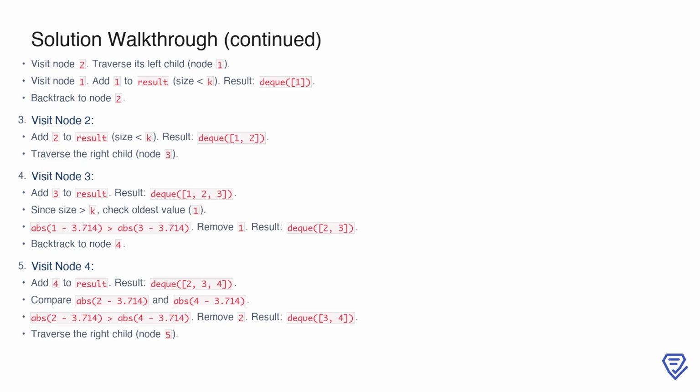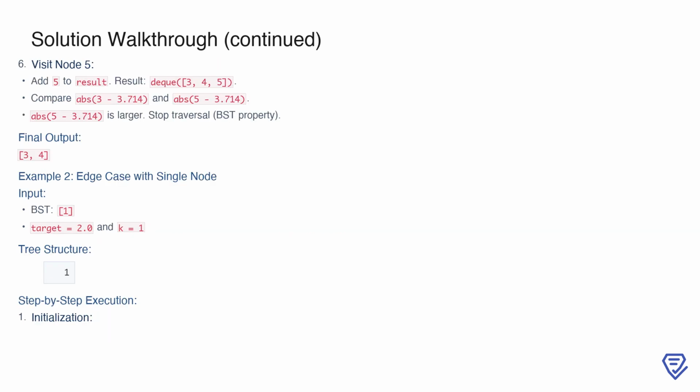However, since the deque size exceeds k, we evaluate the oldest value, 1, and remove it because 3 is closer to the target than 1. The deque is now 2, 3. Backtracking further, we return to the root node, 4. At node 4, we add its value to the deque, resulting in 2, 3, 4. Again, the deque size exceeds k, so we compare the distances of the oldest value, 2, and the newest value, 4, to the target. Since 4 is closer, we remove 2 from the deque, leaving 3, 4.